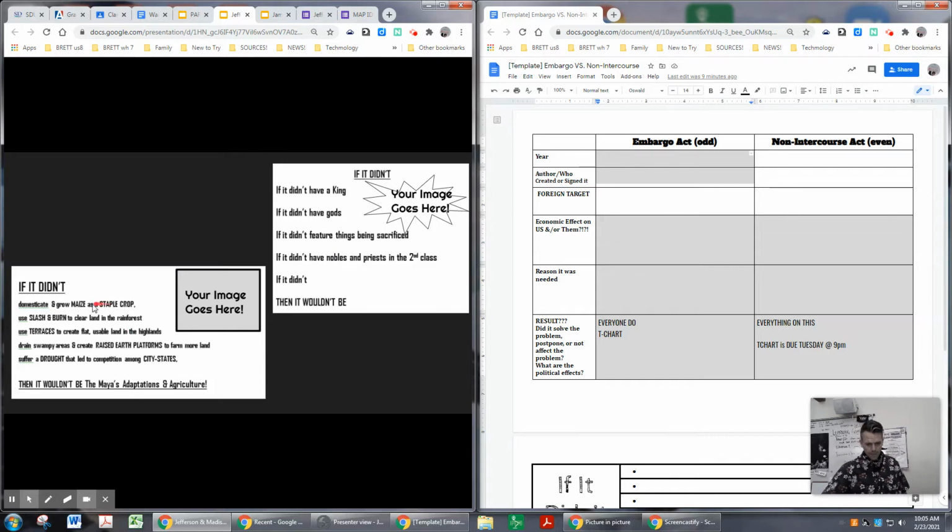Going over here, this person did a great job. They used great academic language here. Domesticate means to focus on developing crops and improve them. And then they have domesticate and grow maize as a staple crop. So maize was the actual key term, and they're telling me what it is in an important way. Domesticate, maize, staple crop. Now this one, use slash and burn to clear land in the rainforest. So slash and burn was an important key term, but they're telling me where you would do that. Why did the Mayans do that? So that's important. So this is a great example that's better than this one.